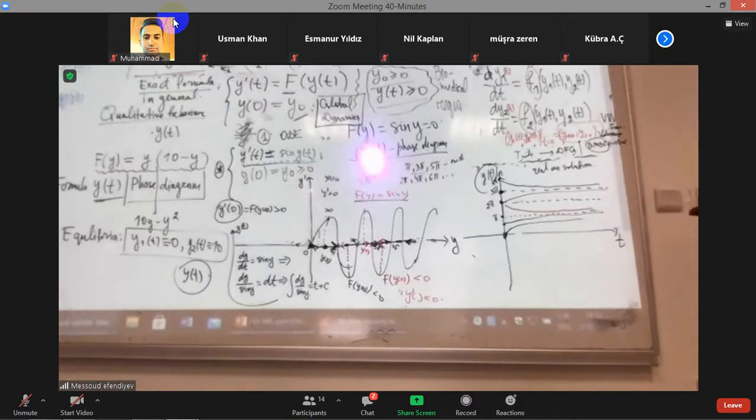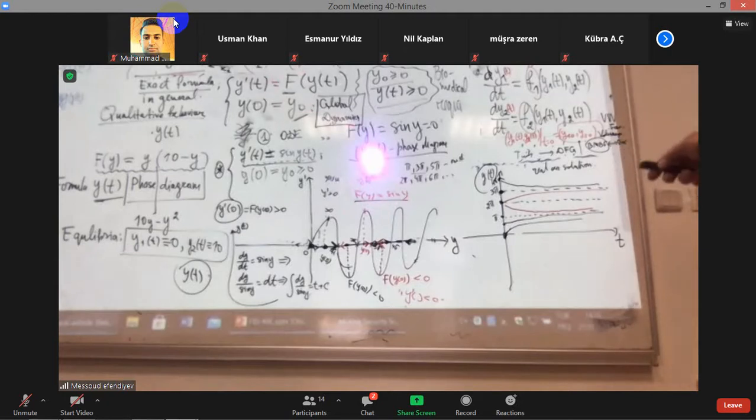So now we are considering y and y prime. Since y is one-dimensional and y prime is another, it will be two dimensions, that means this is a plane. Since y prime is equal to f of y of t, y prime will be a graph depending on y, as f. This is the given f. For example, if the given f is sine of y, then first of all we are looking for solutions when f of y is equal to zero. This is the steady state.